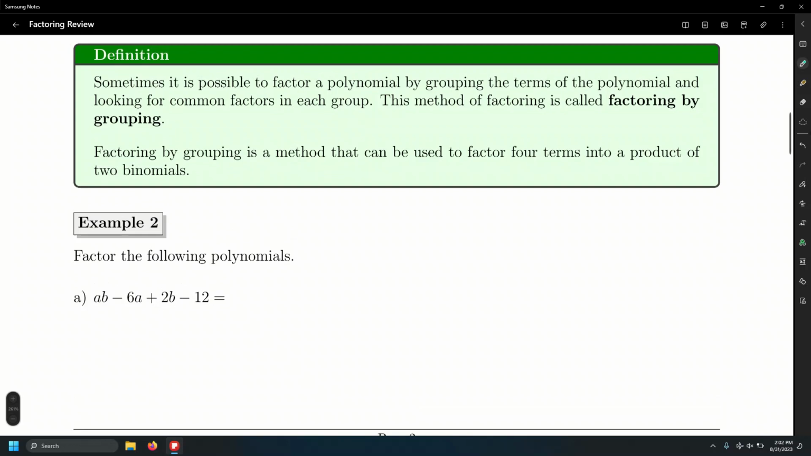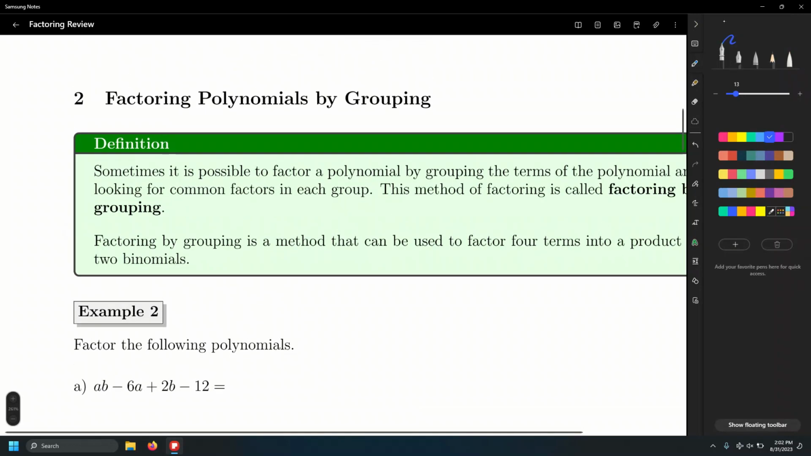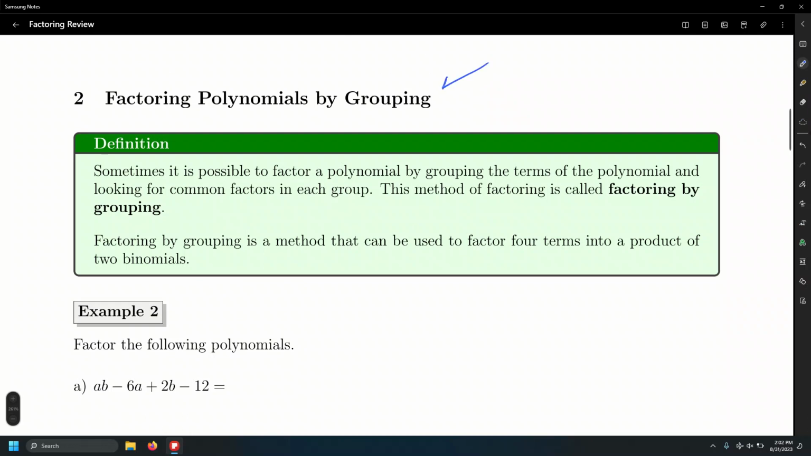Factoring polynomials by grouping works when you have 4 terms. That's your best friend when you have 4 terms, okay? All electronic devices, your phones, put them away, okay?